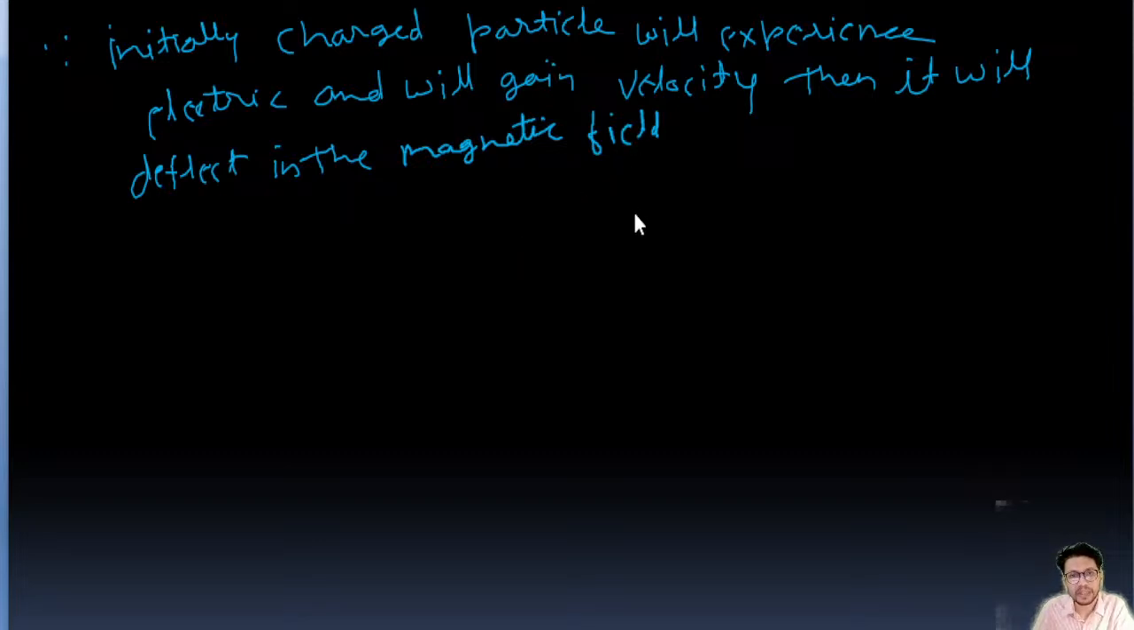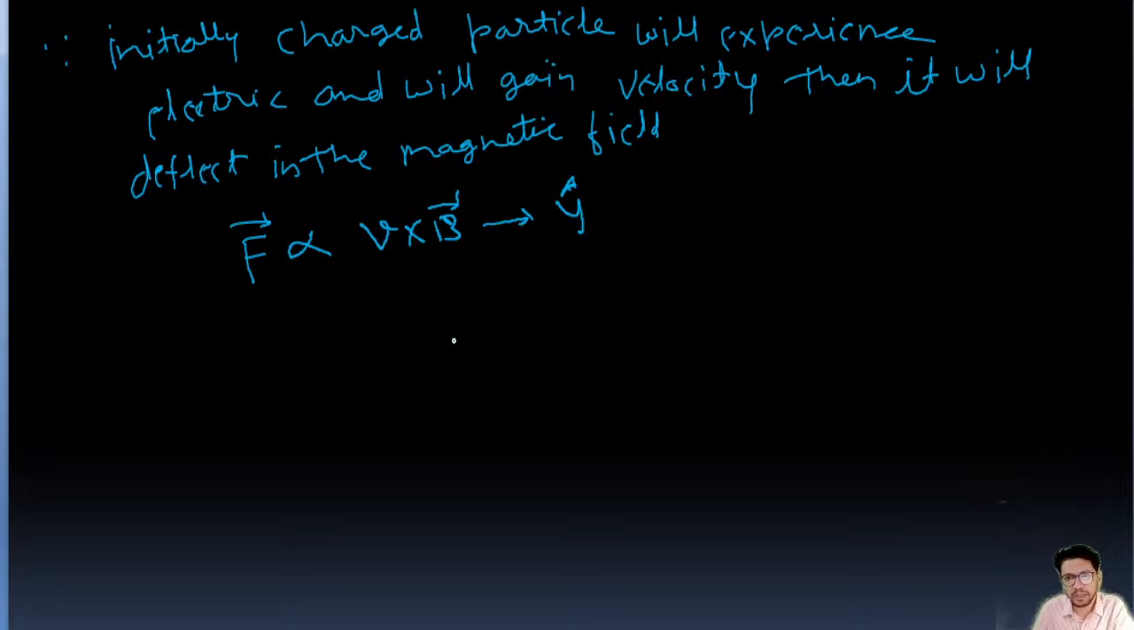We know that the force on the particle will be proportional to v cross B, where v is the velocity and B is the magnetic field. Obviously this will be perpendicular to v and B. So it means that the motion will be in the positive y direction. It will go in the y direction.